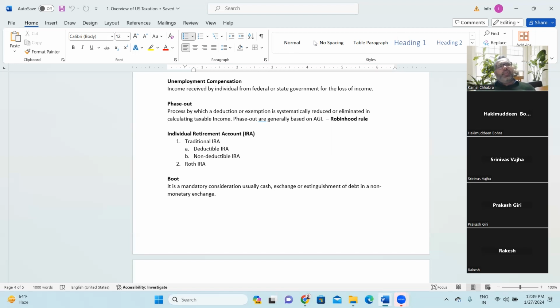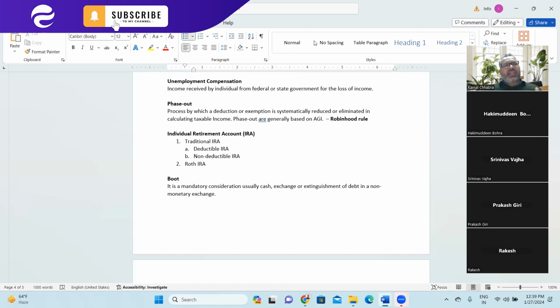Whereas non-deductible IRA, when you are depositing the money, at that year, it is not considered as deductible. There is no deduction available for that. Hence, in the year when you receive money back, it is tax-free. But interest or dividend will be taxable in the year when you receive.